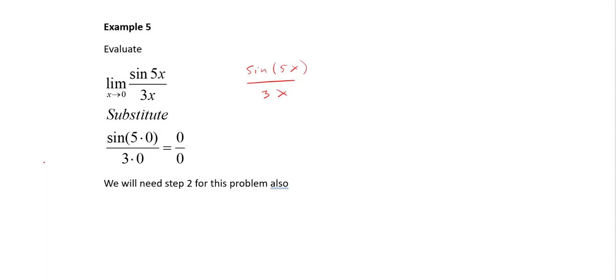If you actually do this in your calculator, which I hope you do not, you want to do sine of 5 times 0 divided by, and you want to put the bottom in parentheses, 3 times 0. If you don't put the bottom in parentheses, you will divide by 3 and then multiply by 0, and you will simply get 0. But you should get undefined. If you do this correctly in your calculator, you're going to get undefined or error.